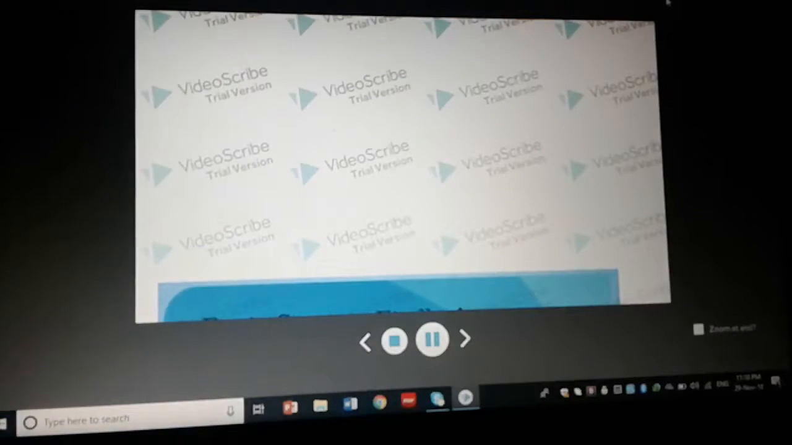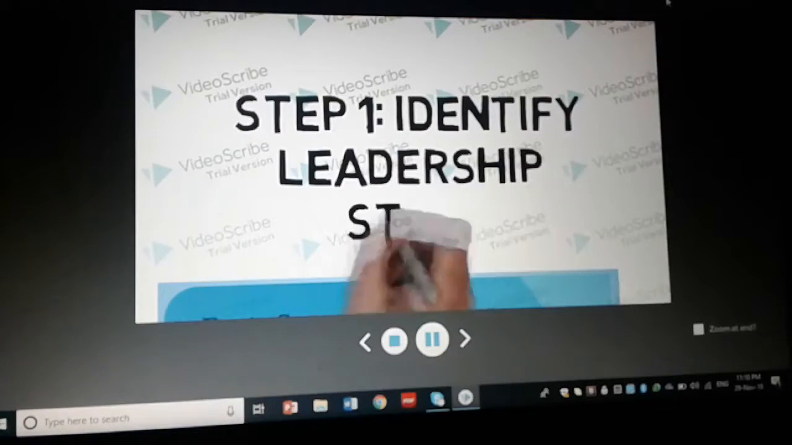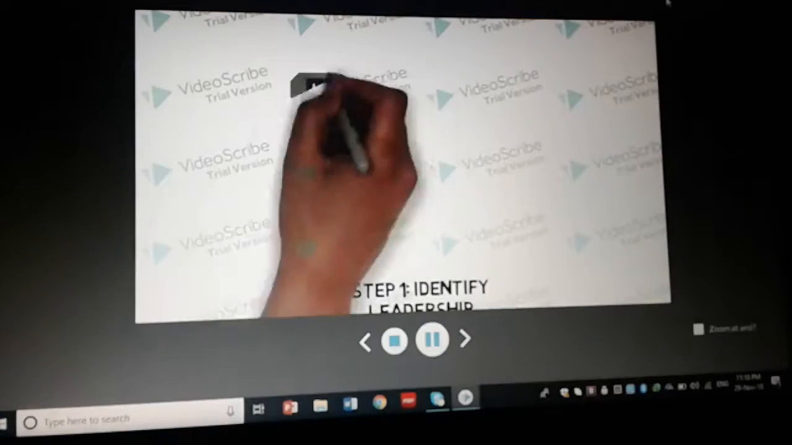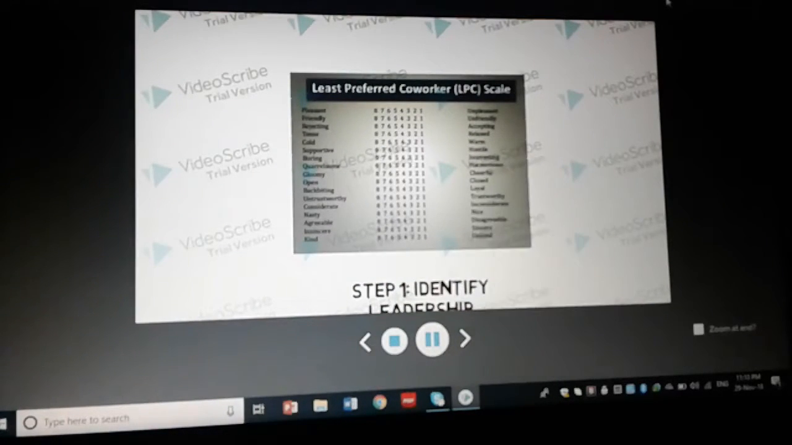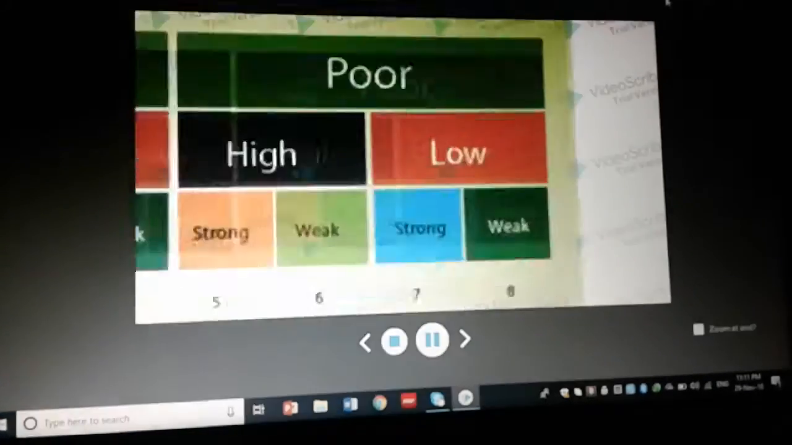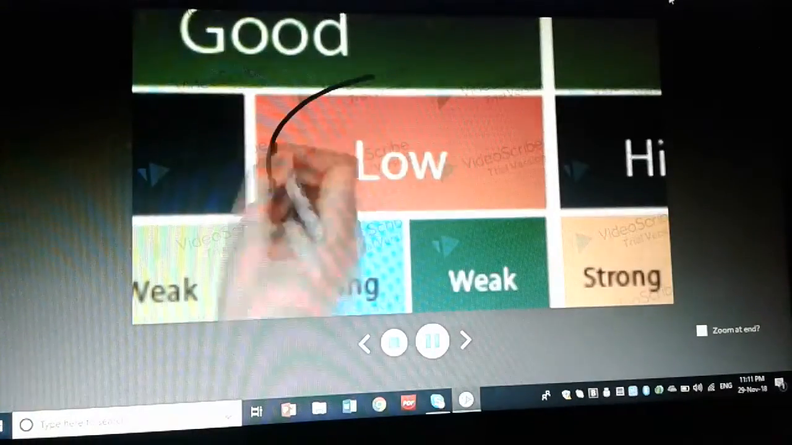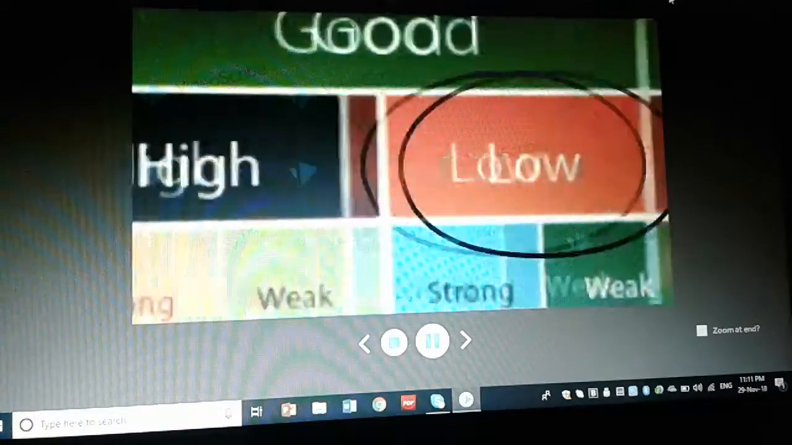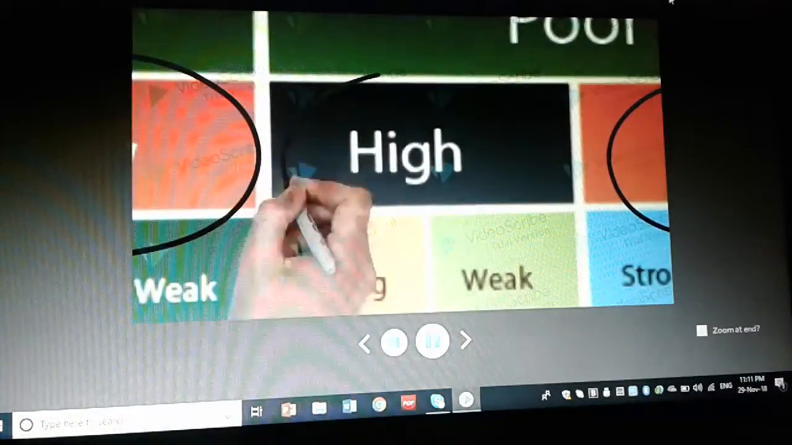Fiedler developed a scale called the Least Preferred Coworker Scale, also known as the LPC scale, that measures the leadership style. The main idea of the scale is to allow individuals to rate their experiences based on who they enjoyed working with and who they did not. The scale also suggests that individuals either have the tendency to behave as a task-motivated leader, which consists of a low LPC score, or a relationship-motivated leader, which consists of a high LPC score. These two leadership styles come under the first step of identifying the leadership.